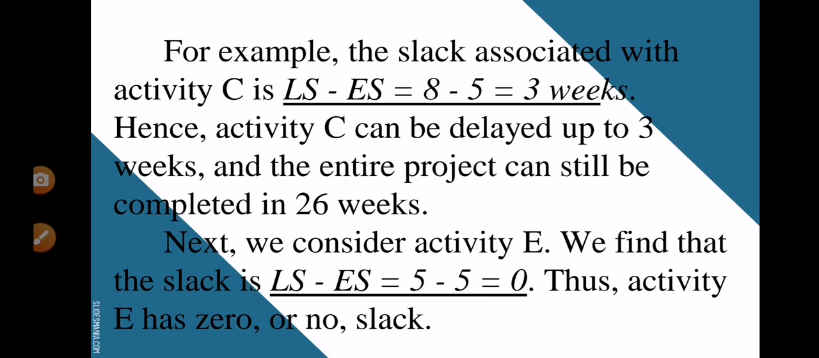Next, we consider activity E. We find that the slack is LS minus ES, which is 5 minus 5, equal to 0. Thus, activity E has zero or no slack. Therefore, activity E is a critical activity since it cannot be delayed.